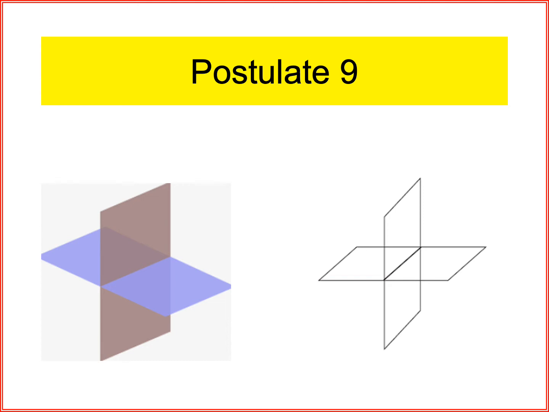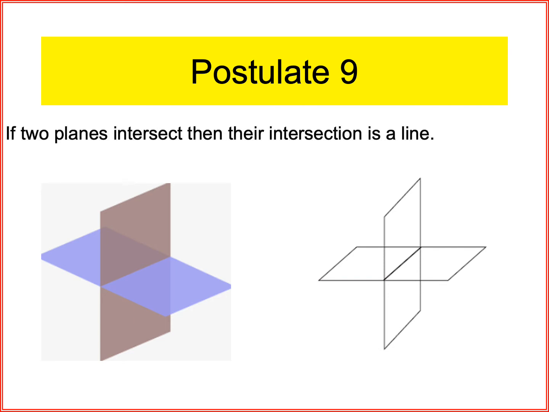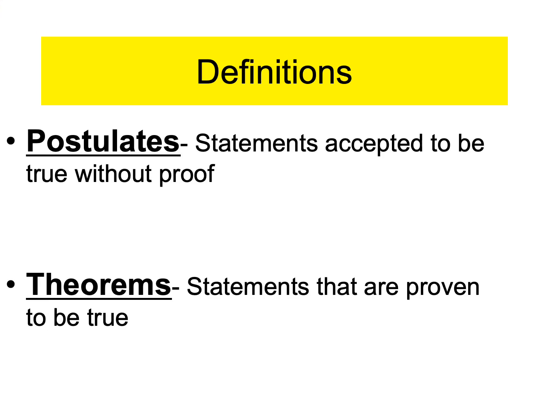We're talking about where the two planes intersect. Where they intersect, right in the middle, they form a line. So if two planes intersect, then that intersection is a line. Now, although I did give some description of why these things are true, I never really proved any of the postulates. We accepted them as true. All theorems will be proven. In fact, we'll do that today.